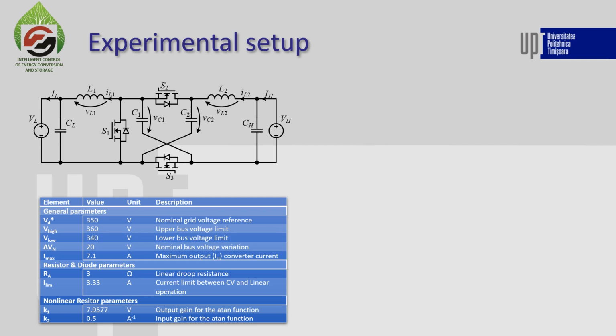Here we can see that we have a voltage on the high voltage bus of 350 volts with a maximum voltage variation of 20 volts. The droop resistor has a value of 3 ohms and the current has a limit of 3.3 amps. And we also have the characteristics for the nonlinear resistor parameters, which is designed to be similar to the Zener diode method.